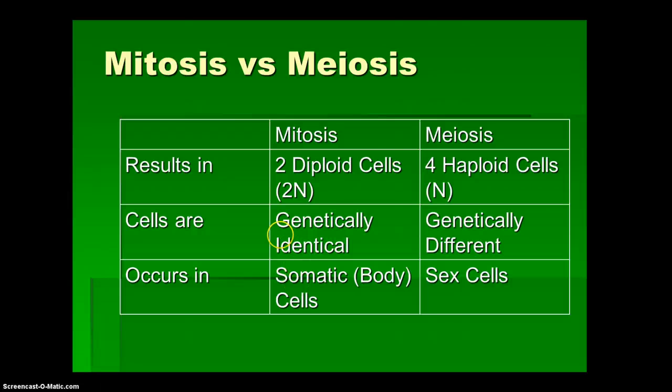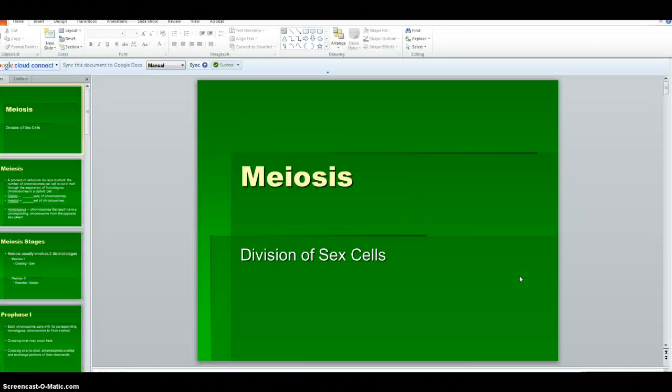So a comparison of meiosis and mitosis is, mitosis results in 2 diploid cells. Meiosis results in 4 haploid cells. Cells are genetically identical in mitosis, but in meiosis, cells are genetically different. Mitosis occurs in the somatic cells, the body cells, and meiosis occurs in sex cells, otherwise known as germ cells, associated with reproductive organs.